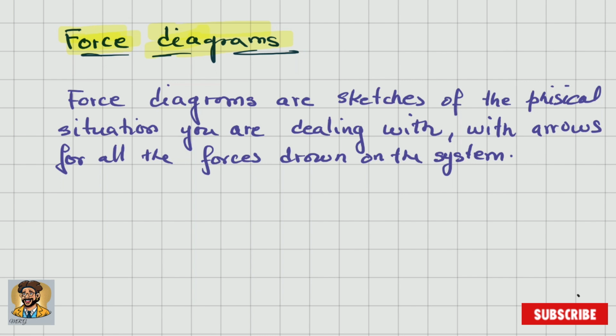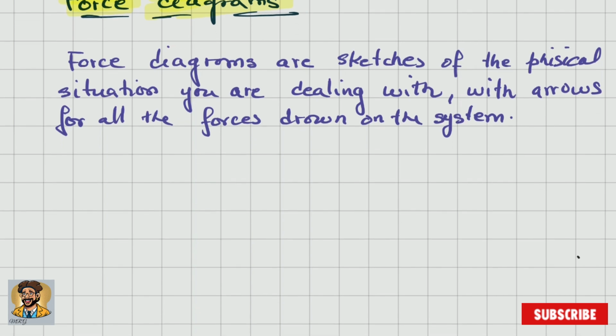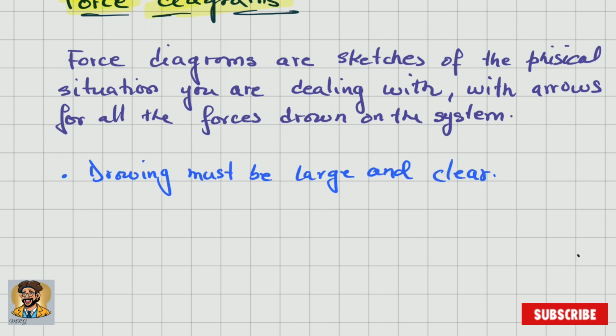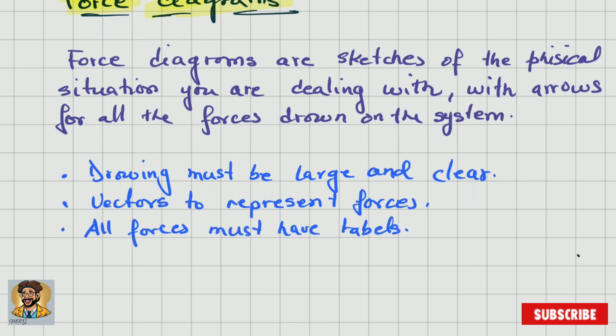Now, there are a few things you have to keep in mind before we start going into details. The first one, the drawing must be large and clear. Second, you will represent the forces with vectors. Third, all forces must have a label. For example, Fg, or it could be W.